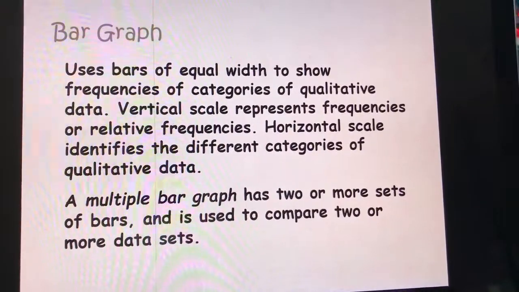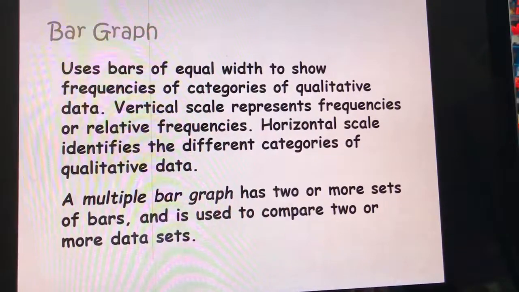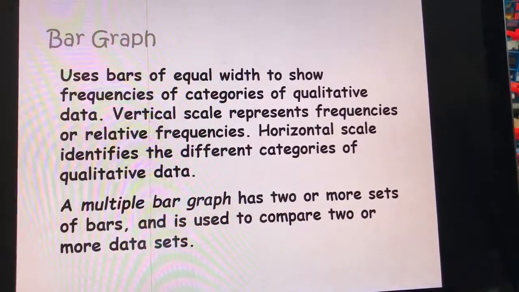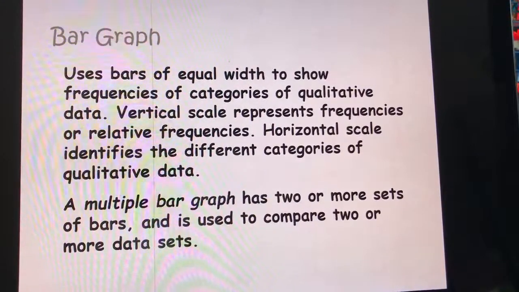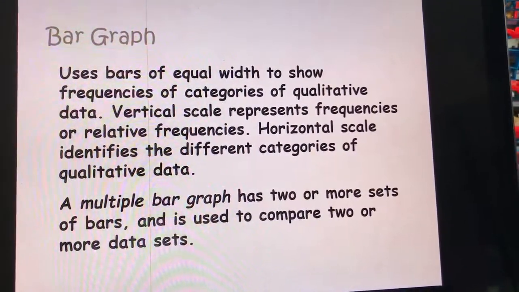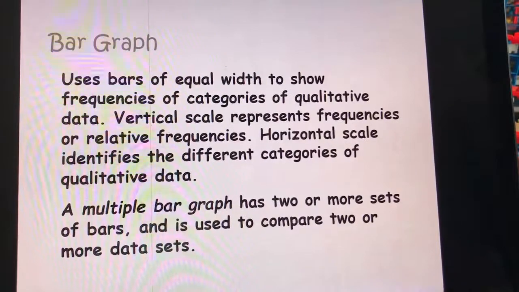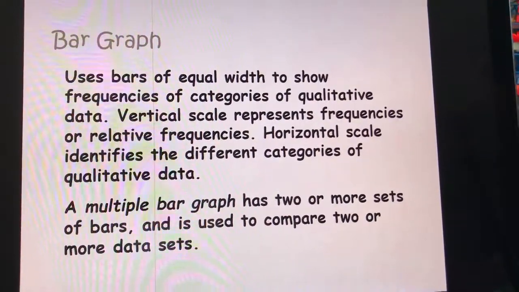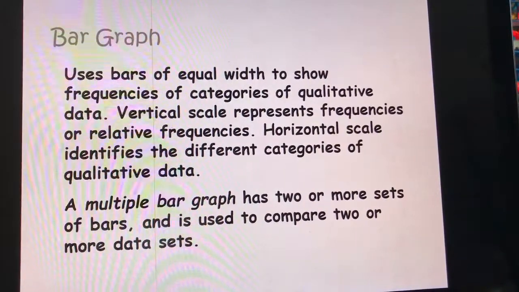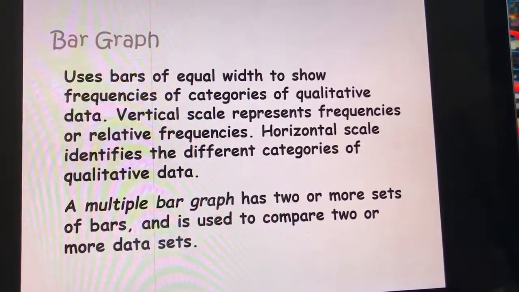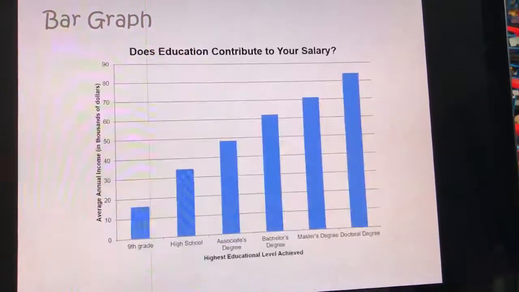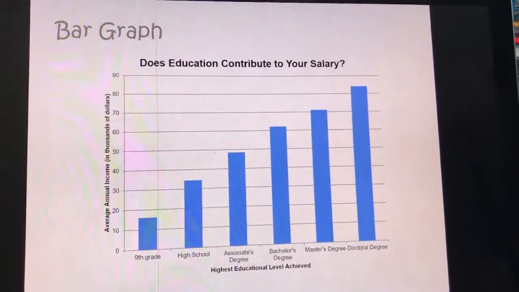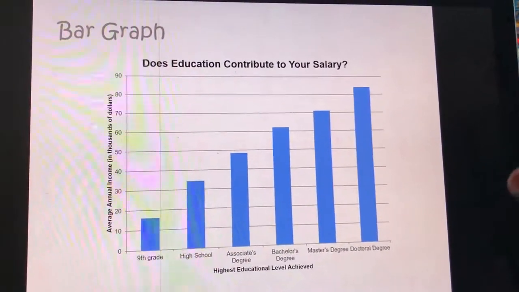A bar graph uses bars of equal width to show frequencies of categories of qualitative data. Your vertical scale is still your frequency, or relative frequency. The horizontal scale is your categories. And a multiple bar graph has two or more sets of bars and is used when you need to compare two or more data sets. So this is an example of a bar graph.